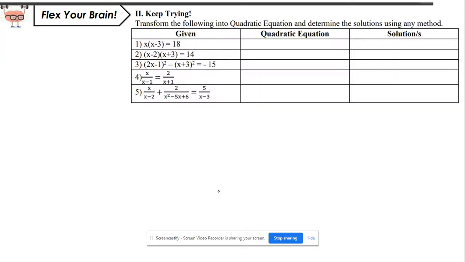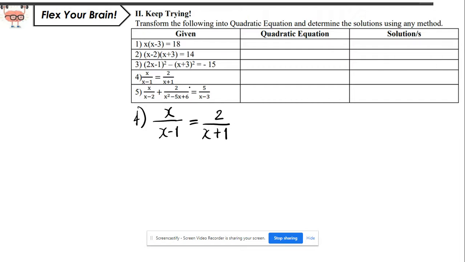Earlier, we have seen how to solve item number 1. Now, let us try to solve number 4, which is x over x minus 1 equal to 2 over x plus 1.